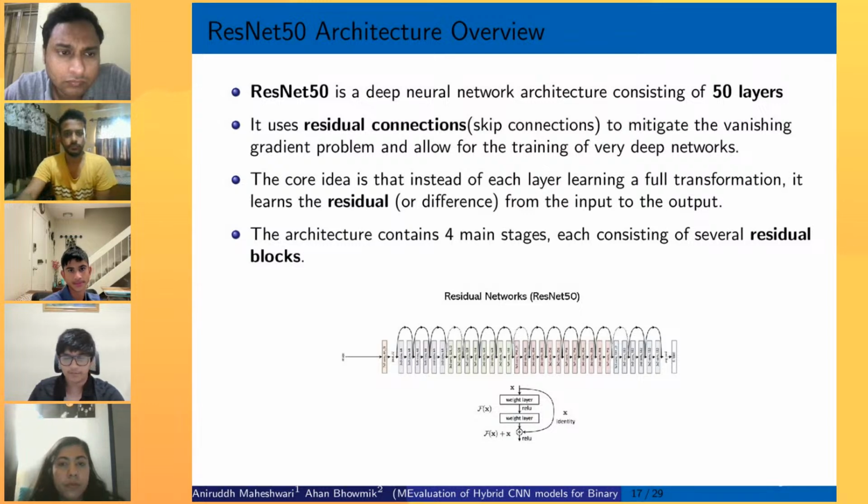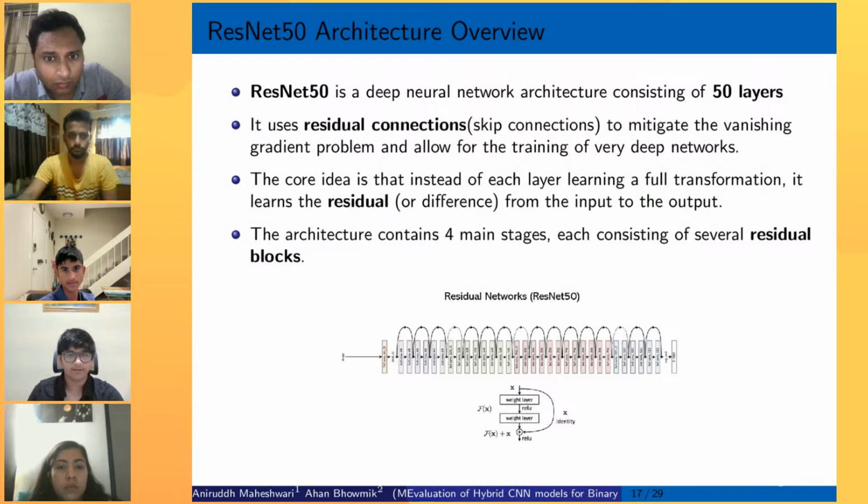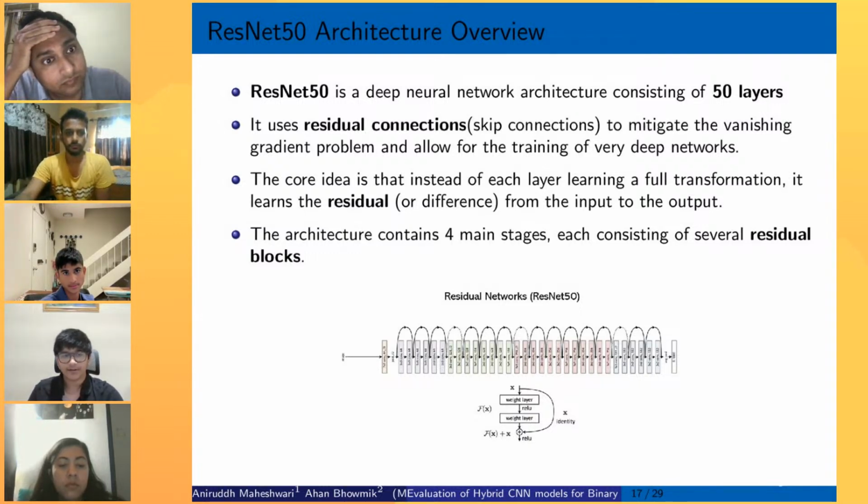What's the vanishing gradient problem? So it's when we increase the depth of a neural network, we can see that instead of the accuracy increasing, after a certain point, it starts to decrease. This is because when we perform backpropagation, the gradients while passing through the layers cannot move smoothly and sometimes they just vanish or become zero. So the core idea of the ResNet 50 is that instead of each layer learning a full transformation, it just learns the residual or differences from the input to the output.